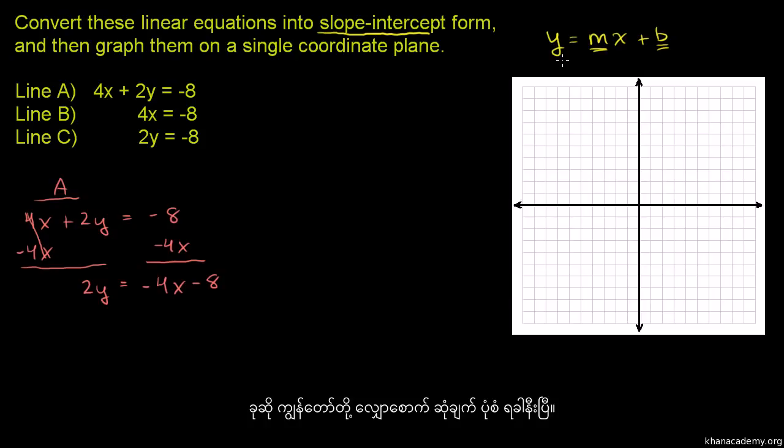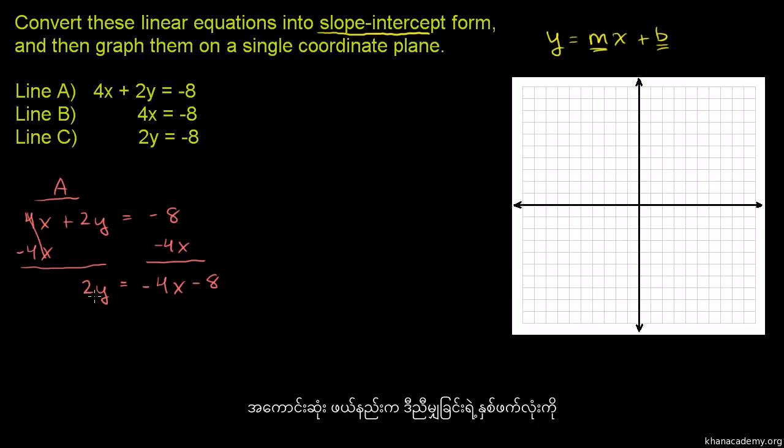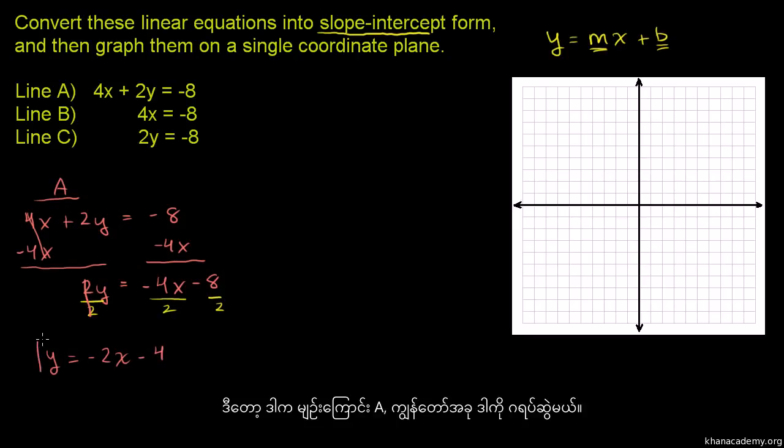Now, we're almost at slope-intercept form. We just have to get rid of this 2. And the best way to do that is to divide both sides of this equation by 2. You have to divide every term by 2. And then we are left with y. Y is equal to -4 divided by 2 is -2x, -8 divided by 2 is -4. -2x minus 4. So this is line A.